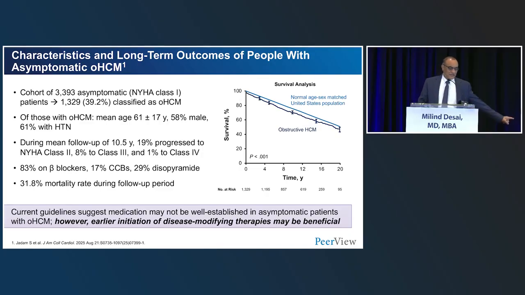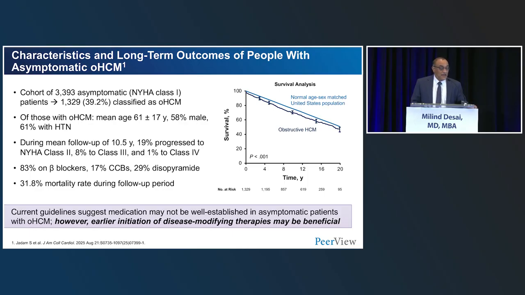This is something we just recently published less than a month ago. Natural history of asymptomatic HCM patients. 3,393 patients seen at the Cleveland Clinic, all confirmed to be NYHA class 1, confirmed and reconfirmed. About 40% were obstructive, the rest were non-obstructive. 61% had a diagnosis of hypertension. 19% during the long-term follow-up progressed to NYHA class 2, 8% class 3, and 1% to class 4. And they were appropriately well treated.